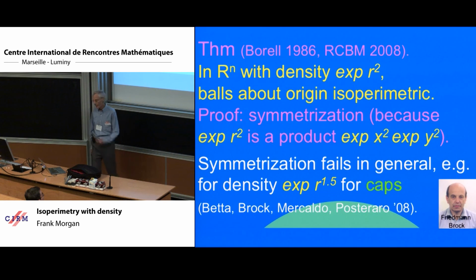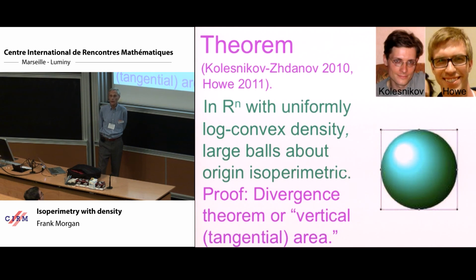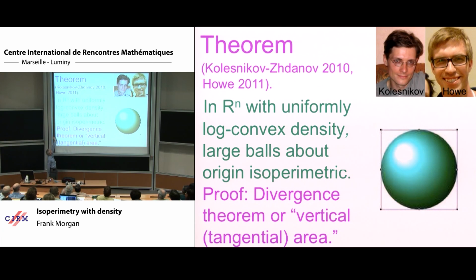So there's no hope of using symmetrization in other cases. There were some results for large volumes. That turns out to be a much easier case. That was first noticed in a special case by Kolesnikov and Zanoff, and the most general, clear argument by Sean Howe, one of those students you met earlier: if you have large volume for one of these uniformly log-convex densities, then the isoperimetric solution is a ball centered at the origin.